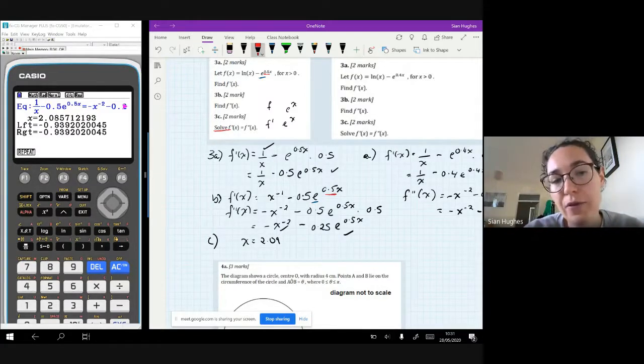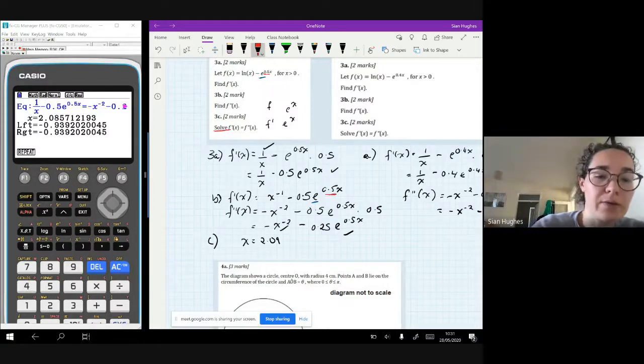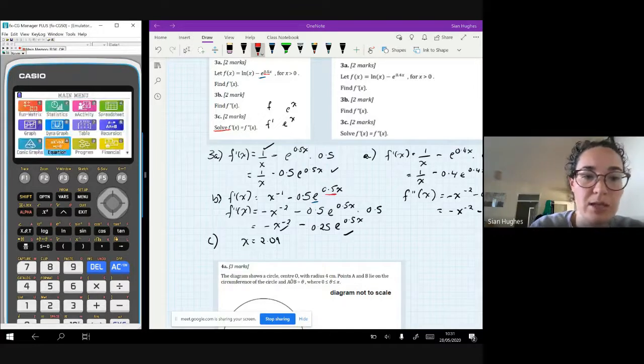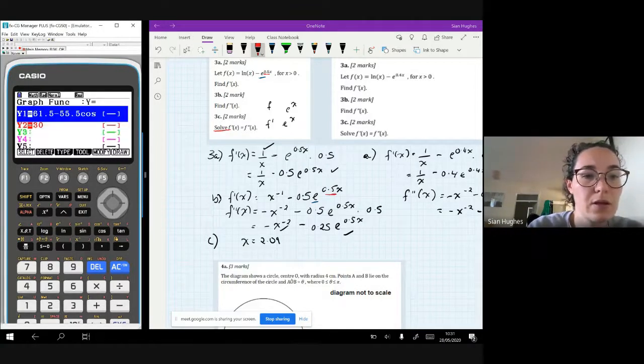And the issue you have with solver is there's no way of knowing if there's more than one solution. In this question, there is, in fact, more than one solution. There's 3 values of x, but luckily for us, the other 2 are negative, so they're not valid, and we don't have to worry about them. So rather than use solver, I would have chosen, actually, to graph this.